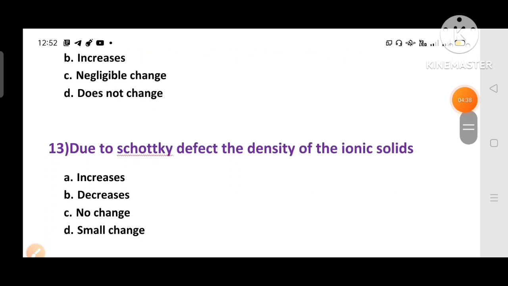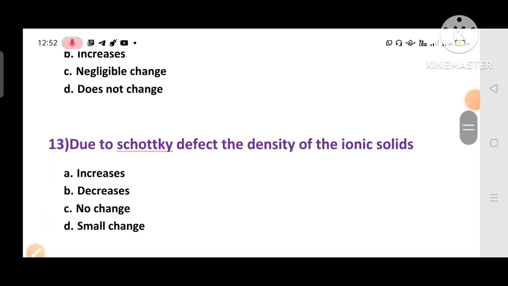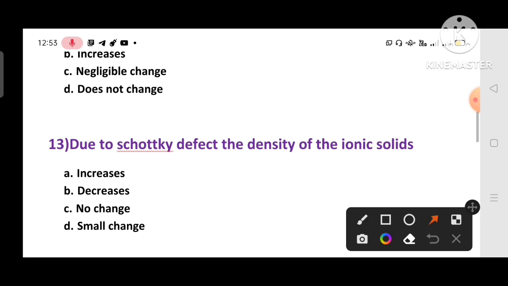Next question, due to Schottky defect, the density of the ionic solid, option A increases, option B decreases, option C no change, option D small change. And the right answer is option B decreases.